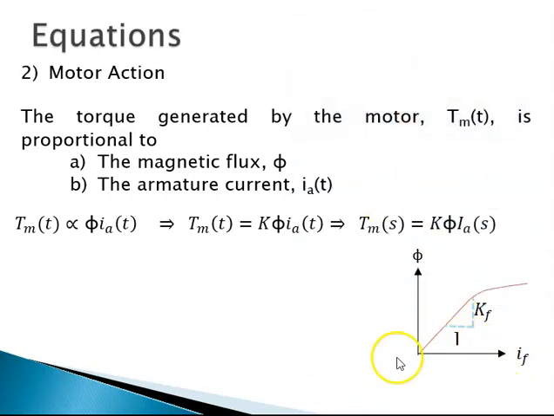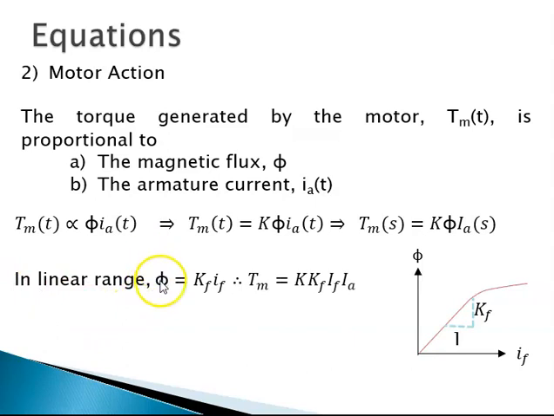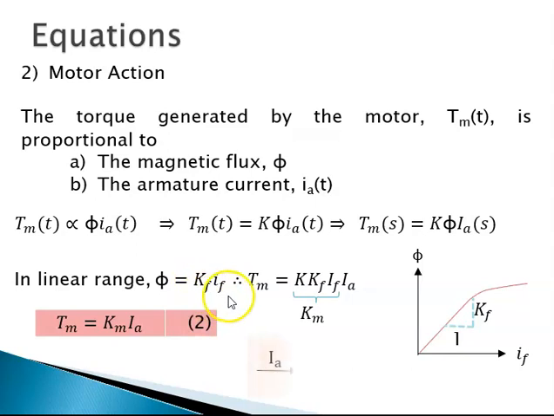field current IF. As you keep on increasing IF, the field also increases up to a saturation point. Beyond this point, the field doesn't increase. So we'll assume we are operating in this region with the slope Kf. And thus we can write in the linear range, this flux is equal to some constant of proportionality multiplied by the current IF. So you take this value of phi, substitute here.